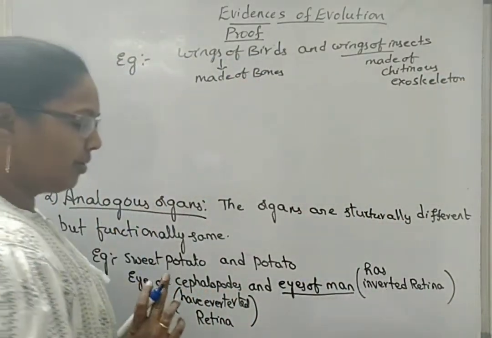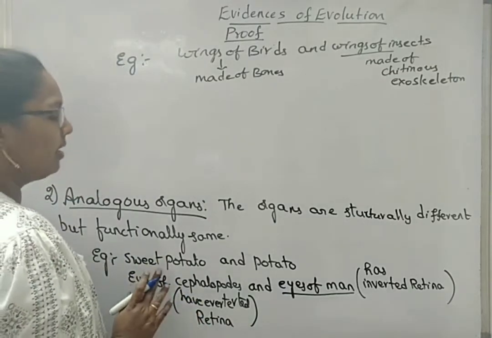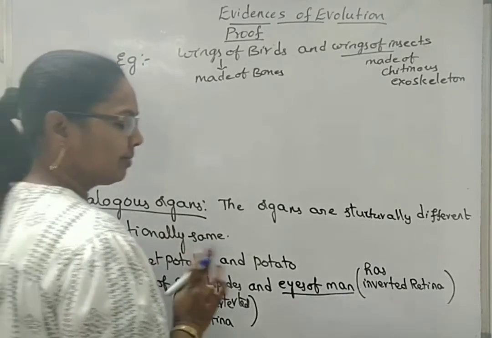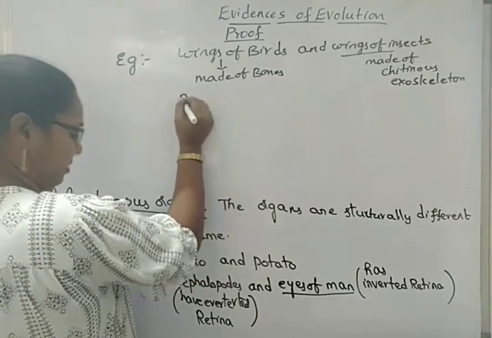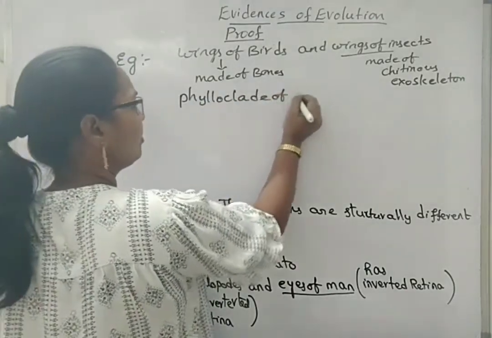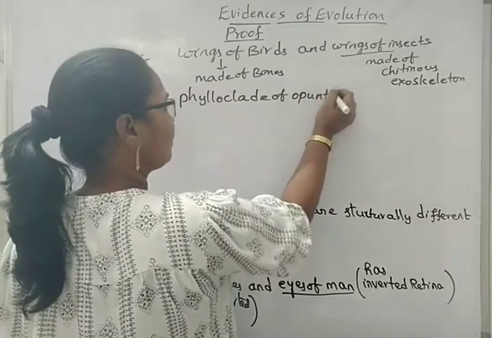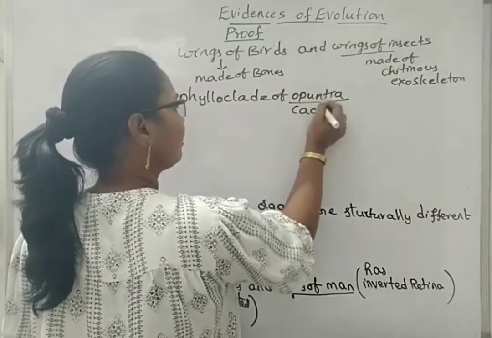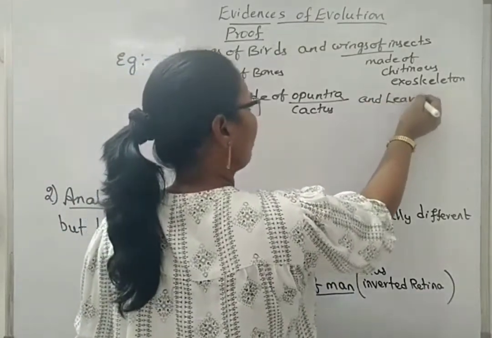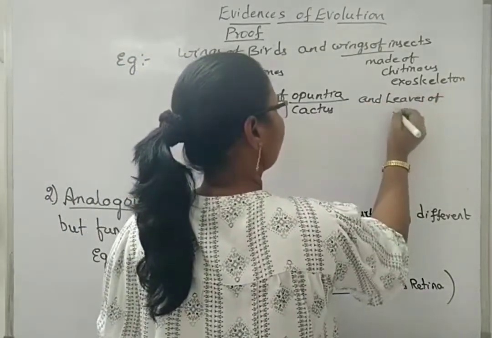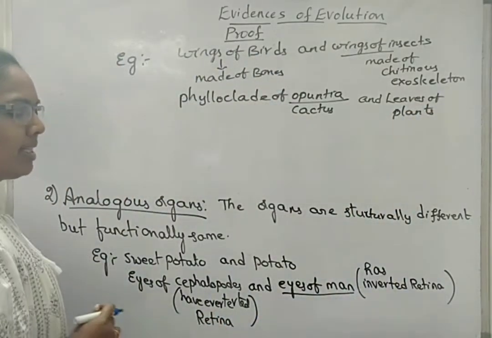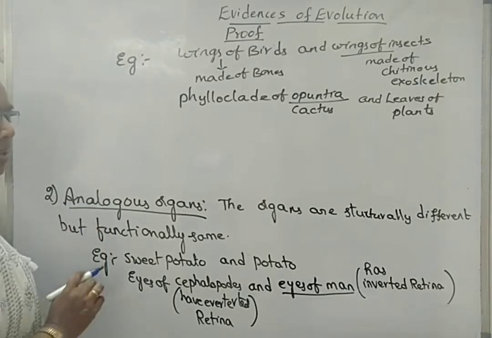Next, one example: phylloclade, eyes of cephalopods, sweet potato. Next, phylloclade of Opuntia or cactus and leaves of all plants. So these are few examples under analogous organs.